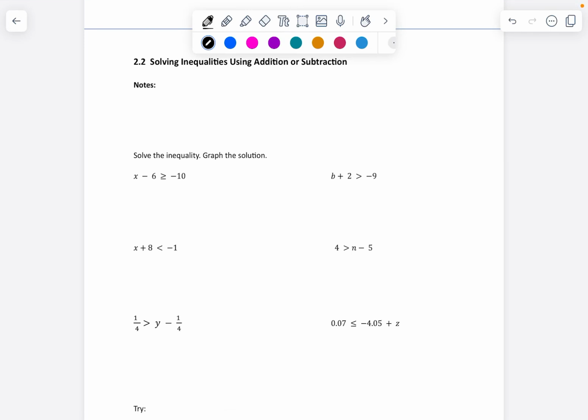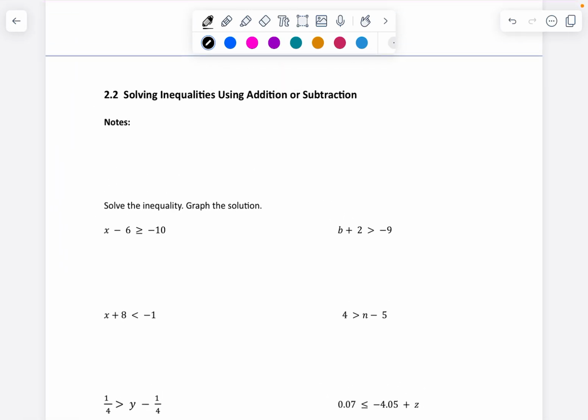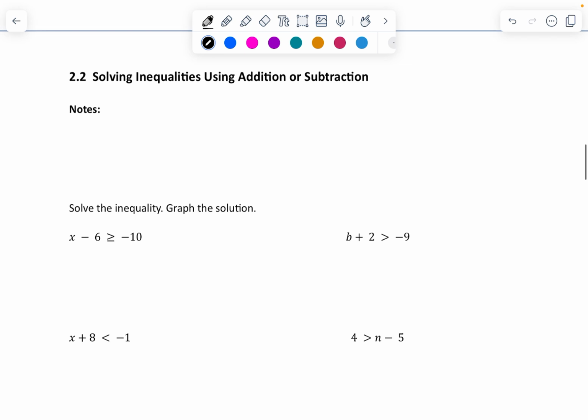All right, today we are solving inequalities using addition or subtraction. So when you have an inequality, we'll start with something that we know, like 3 is less than 7. Notice we can add the same number to both sides, and we get something that is still true.